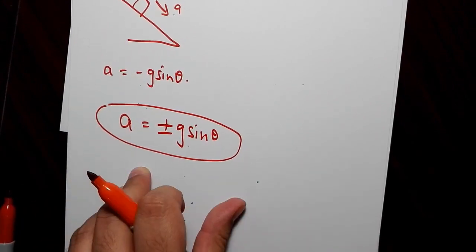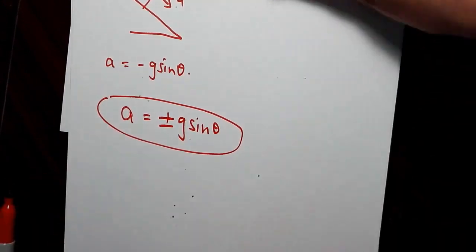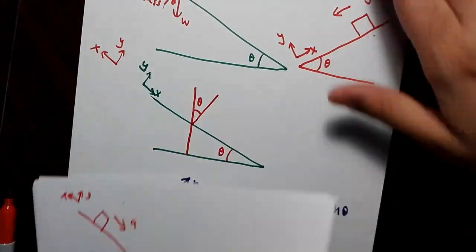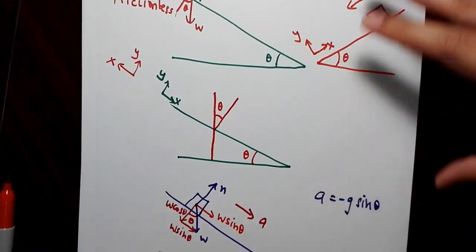So this was the object on an inclined plane, a frictionless inclined plane. We'll introduce friction in later videos.